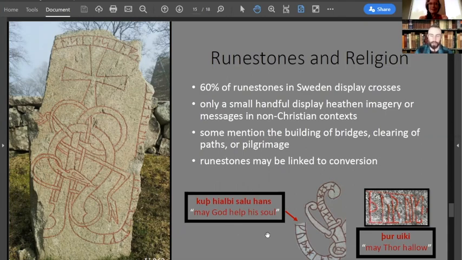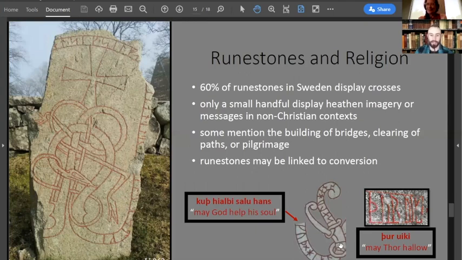So down below here, we just have some religious messages from runestones. The one on the left here is the Christian one, "May God help his soul," which is pretty standard. We also see the Mother of God and Christ mentioned fairly often. And then on the right, we have one of these very rare heathen messages, "May Thor hallow." So that's kind of a nice balance there.